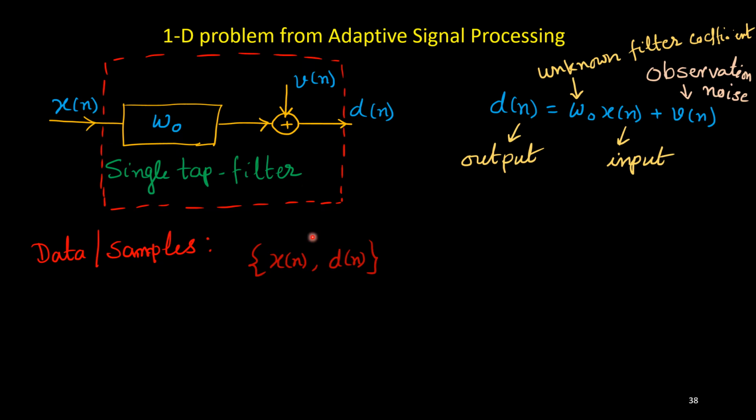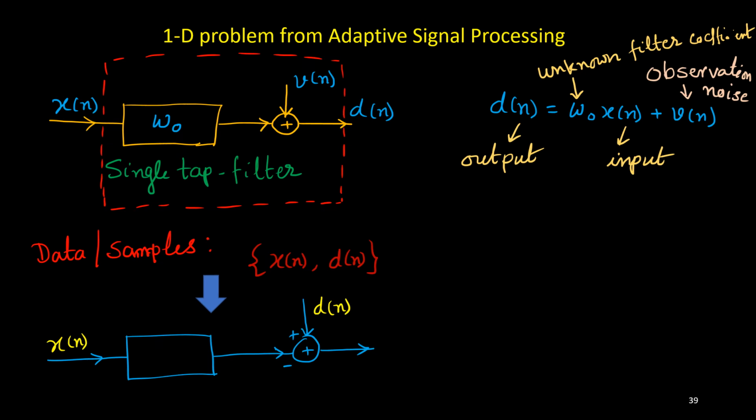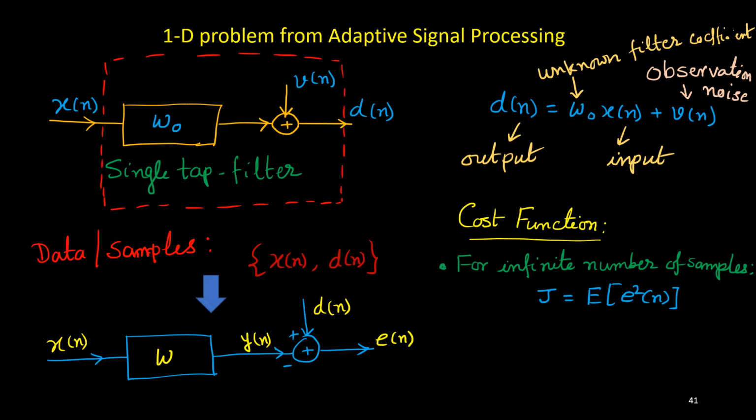Now this is the unknown system, and suppose the input samples x n and the corresponding output samples D n are available, and from these samples we need to estimate this filter coefficient W naught. So this is your x n, this is your y n, and we need to estimate this single tap system coefficient. Suppose this tap value is W, and it will produce y n. In that case D n minus y n will be the error e n.